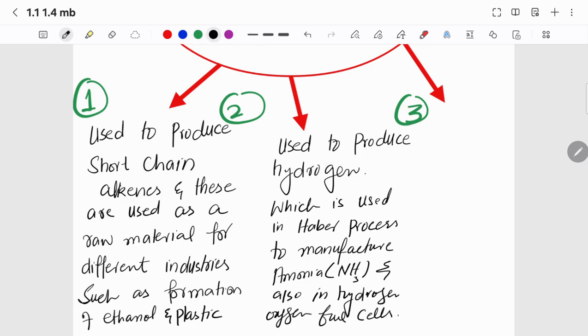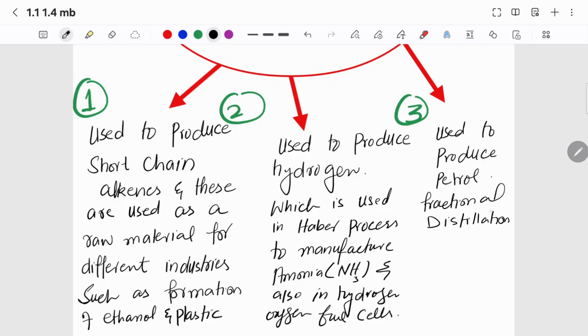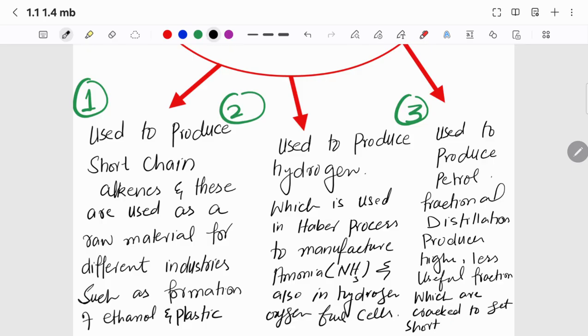The third use is to produce petrol. Fractional distillation produces higher and less useful fractions, which are cracked to get short and more useful fractions.